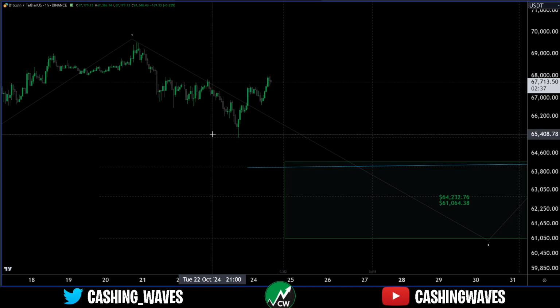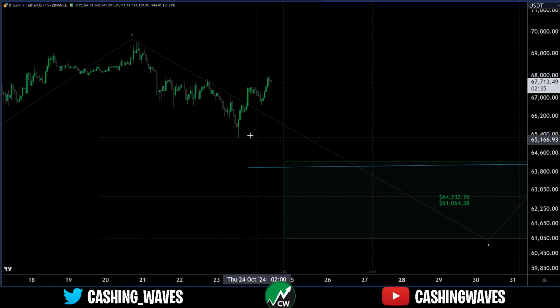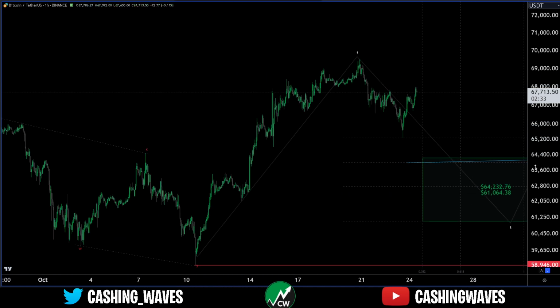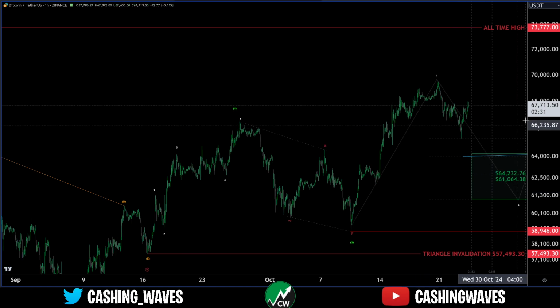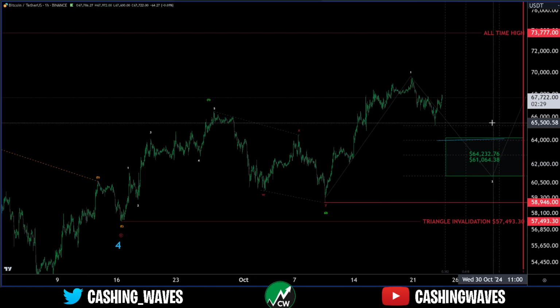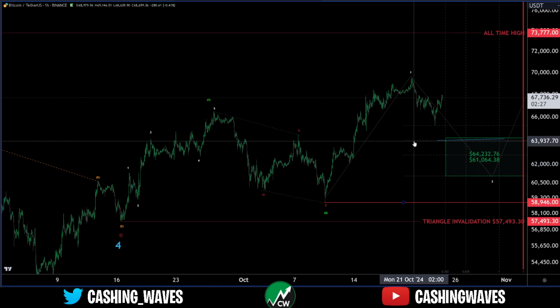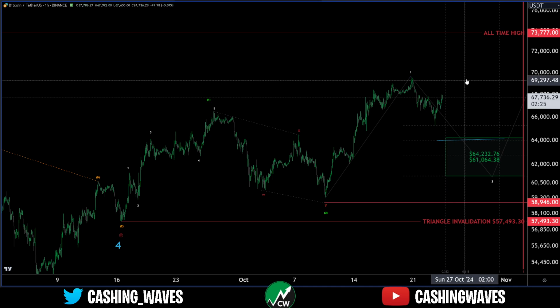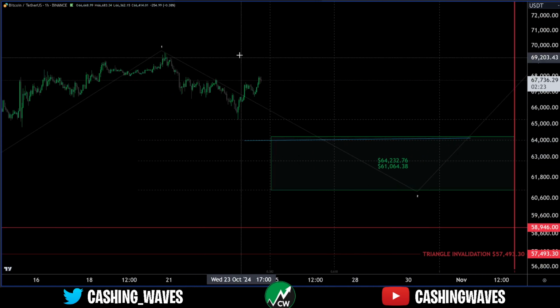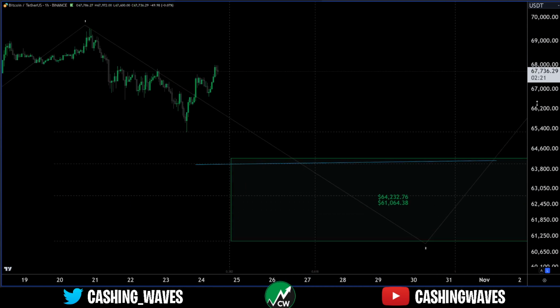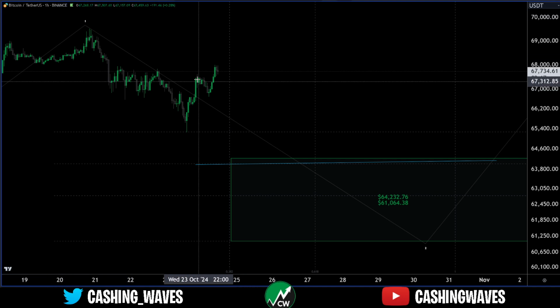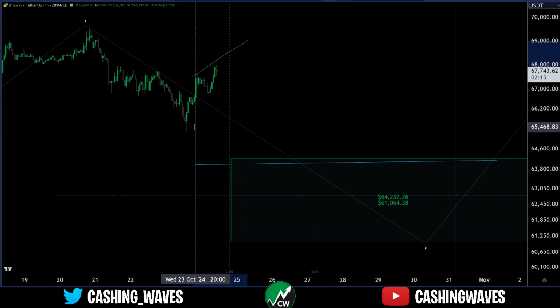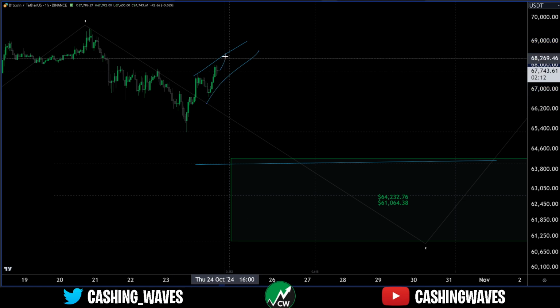But one thing for the bulls, I'm just trying to think, is there any way this is actually complete? And there is. It's just low probability, right? Could be 1-2, 1-2. What I would personally be looking for down on the hourly here would be probably a diagonal. And it would be looking like this.